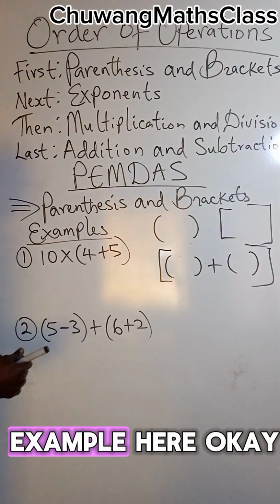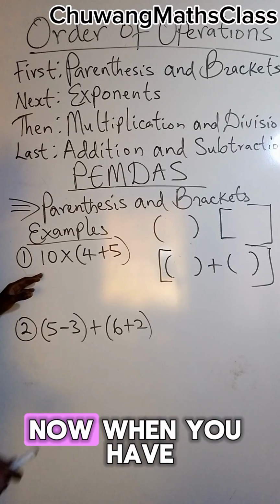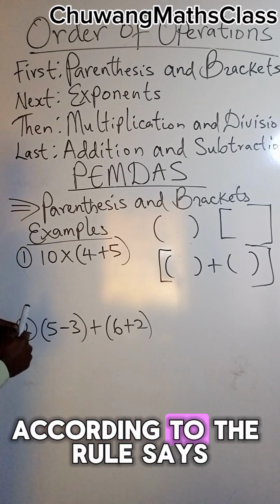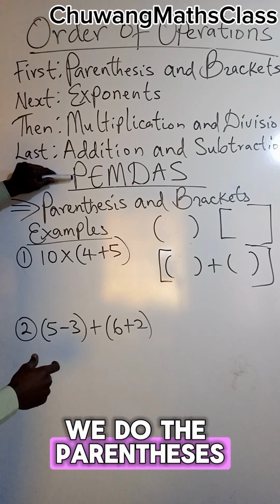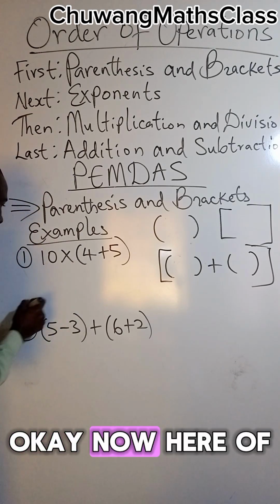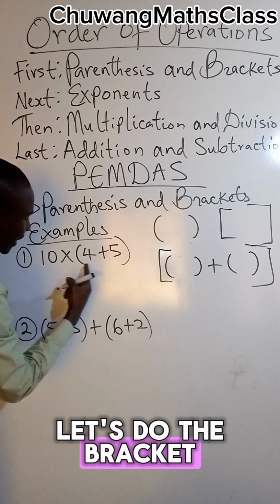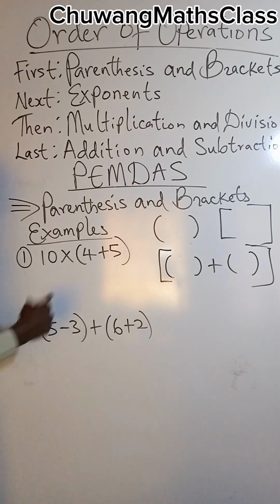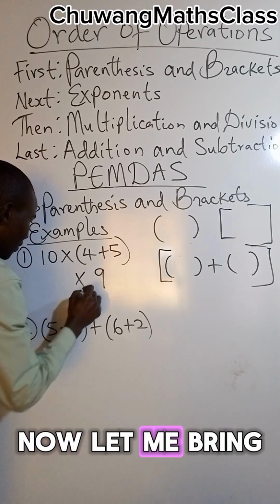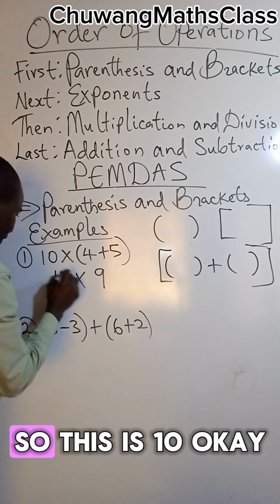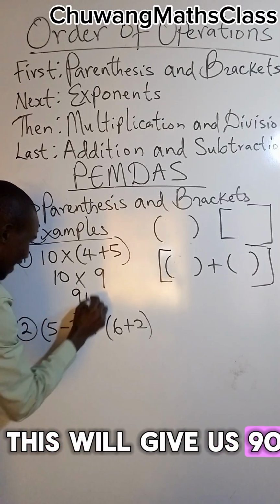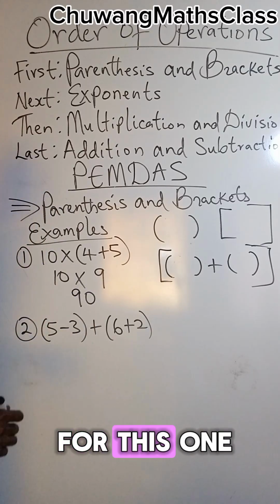Let's look at this example here. Now when you have this expression, according to the rule, we do the parenthesis or the bracket. Now here, let's do the bracket. 4 plus 5. 4 plus 5 is 9. So here is 9. Now let me bring down this 10. So this is 10. Now 10 times 9, this will give us 90. So that is it for this one.